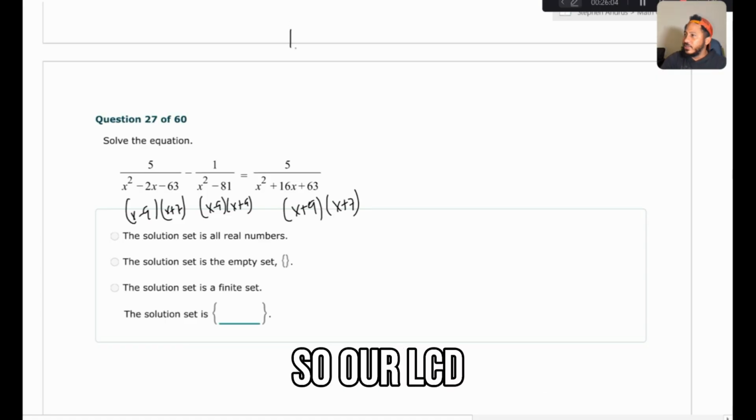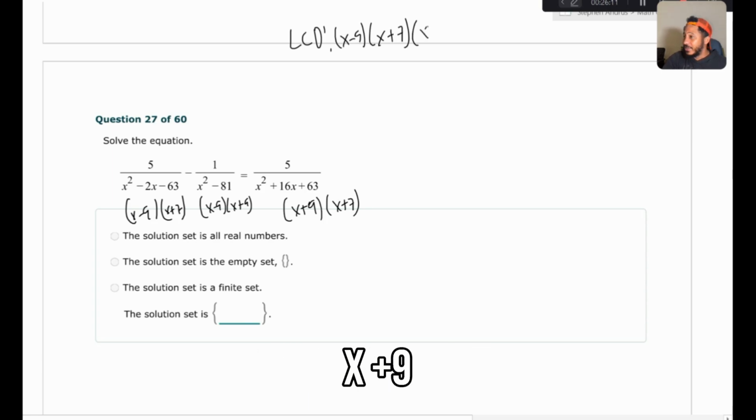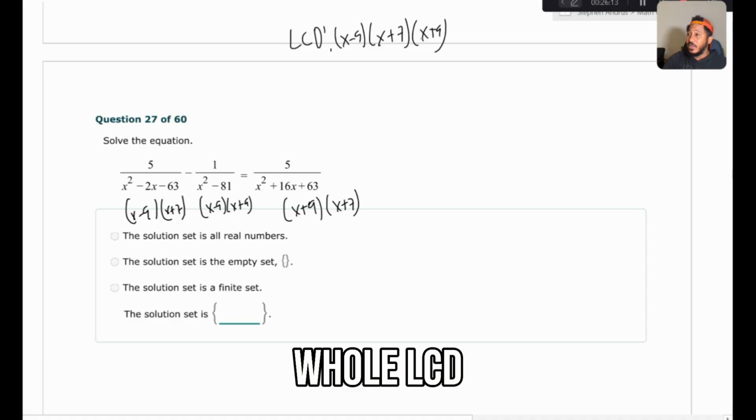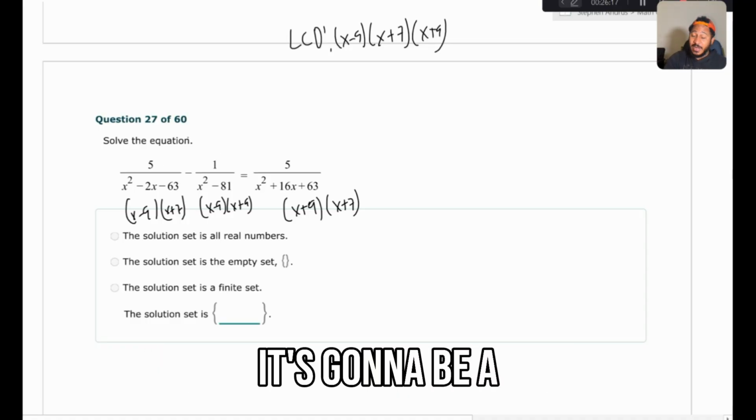So our LCD would be, okay, I need an x minus 9. I need an x plus 7. And I need an x plus 9. So that'd be the whole LCD. So multiplying each of these fractions by that LCD, stuff cancels, right? Now I'm not going to write it out. It's going to be a lot to write out.